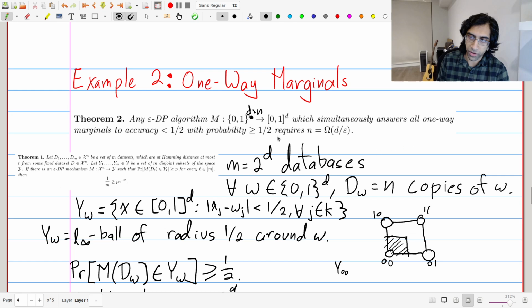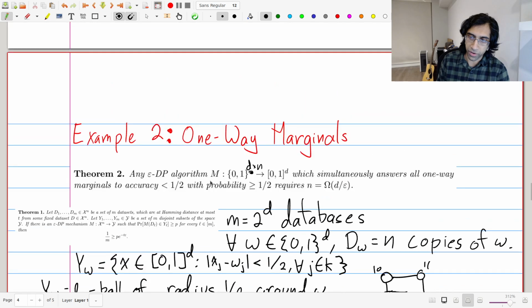This shows that if we want to estimate the one-way marginals of a data set under pure differential privacy, we really need n equals omega of d. On the other hand, we showed in a previous lecture that if you want approximate DP, then n equals O of square root d over epsilon, roughly, works under approximate DP. So this shows that there's an inherent gap between approximate DP and pure DP, in case you want to solve it under these two different constraints.